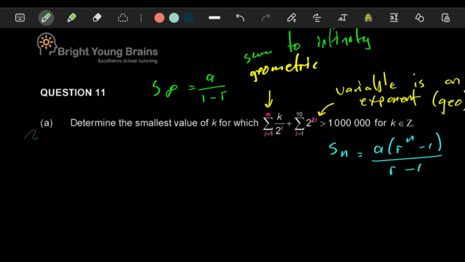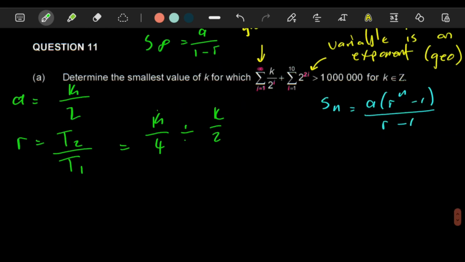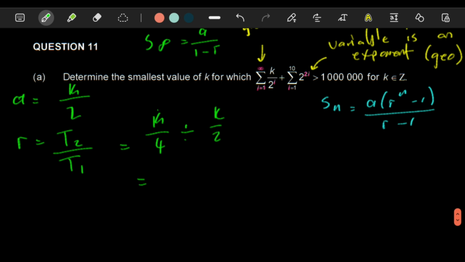You see, so here we're saying where a is, for us to get a, it's just a matter of throwing this value where i is over there. So that's going to be k over 2. And then r, we know that r is going to be equal to t2 divided by t1. So t2, you're going to throw 2 over there. So it's like k over 4 divided by t1, which is like k over 2. If you simplify, this is just going to give you, I think it's a half. Yeah, a half.